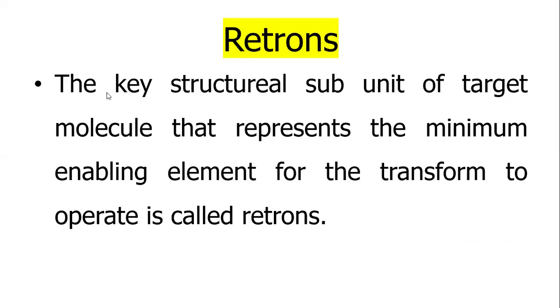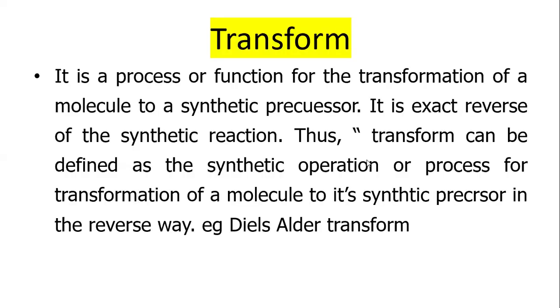Retrons: the key structural subunit of the target molecule that represents the minimum enabling element for the transform to operate is called a retron. For example, in the cyclohexene Diels-Alder transform, these are retrons. Transform is a process or function for the transformation of a molecule to a synthetic precursor.